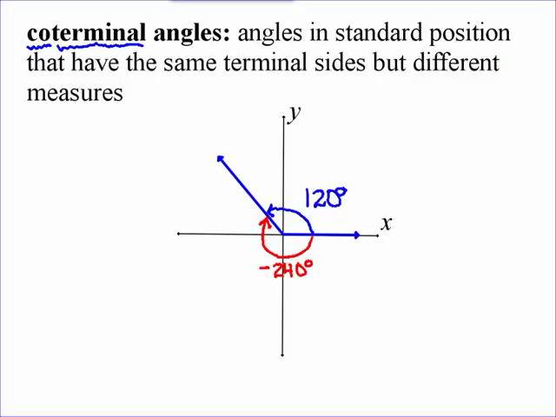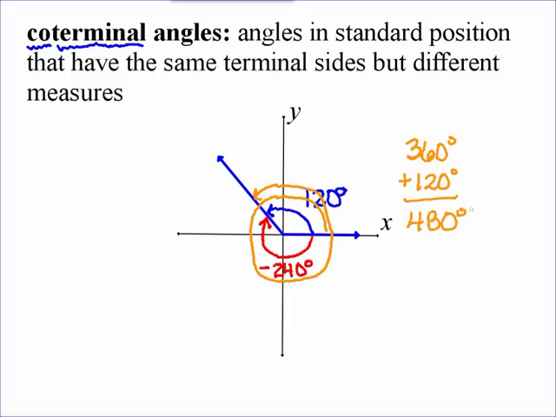Also, another thing I can do, I know that one revolution is 360 degrees. So if I went 360 and an additional 120, I have went a total of 480 degrees. So that is another coterminal angle. Now just a little tidbit, there's an infinite number of coterminal angles, and so what we need to do is be able to write that.